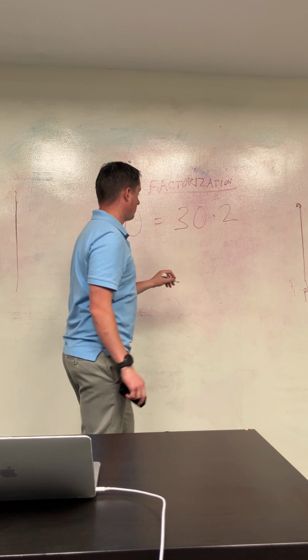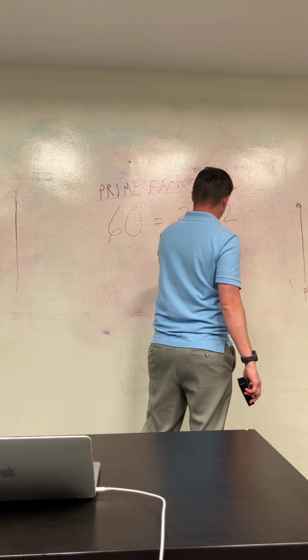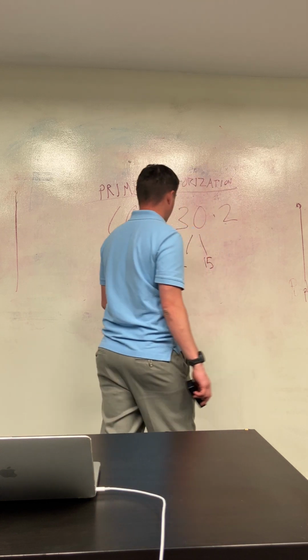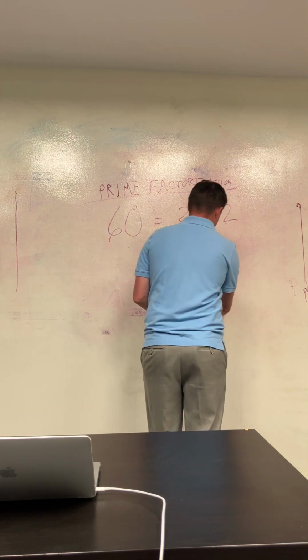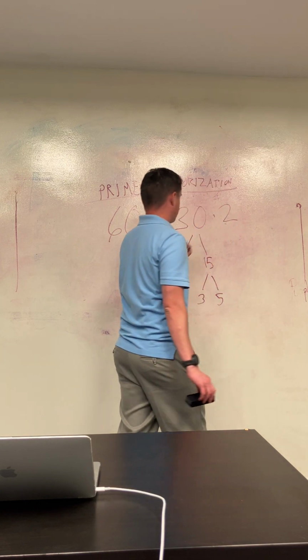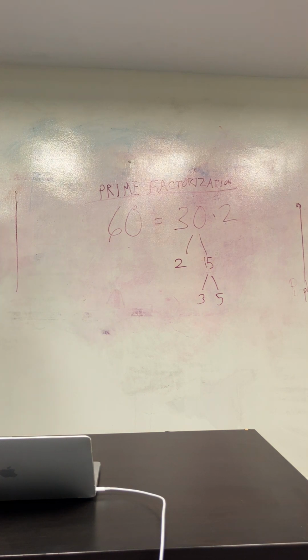Let's do one. We could even do 2 times 15. 3 times 5 is 15. So once again, we have 2 2s, we have 3 and a 5. So it's a prime factorization of 60 another way.